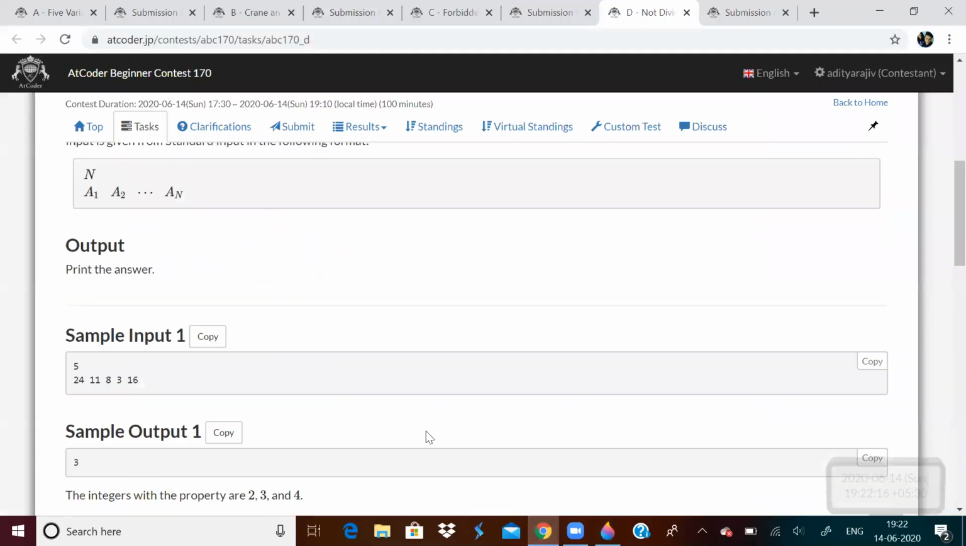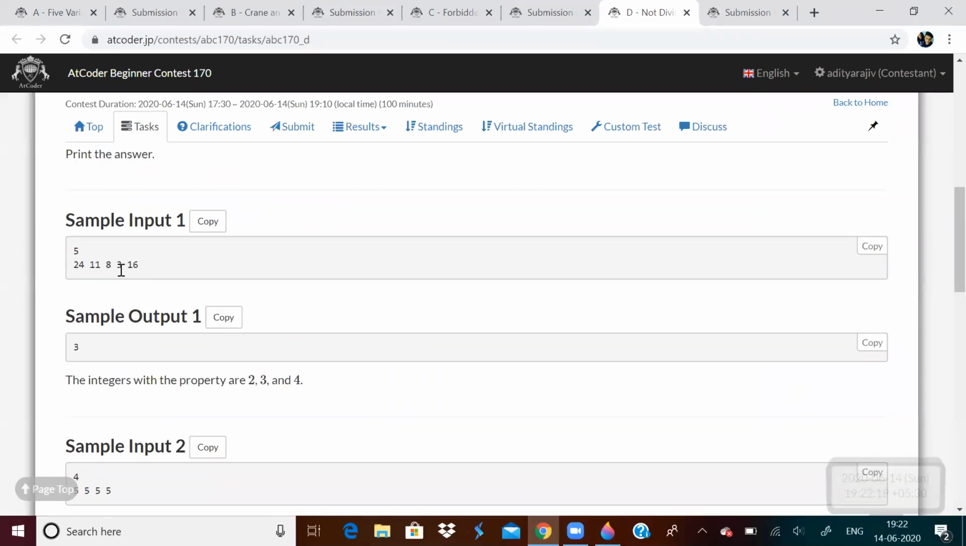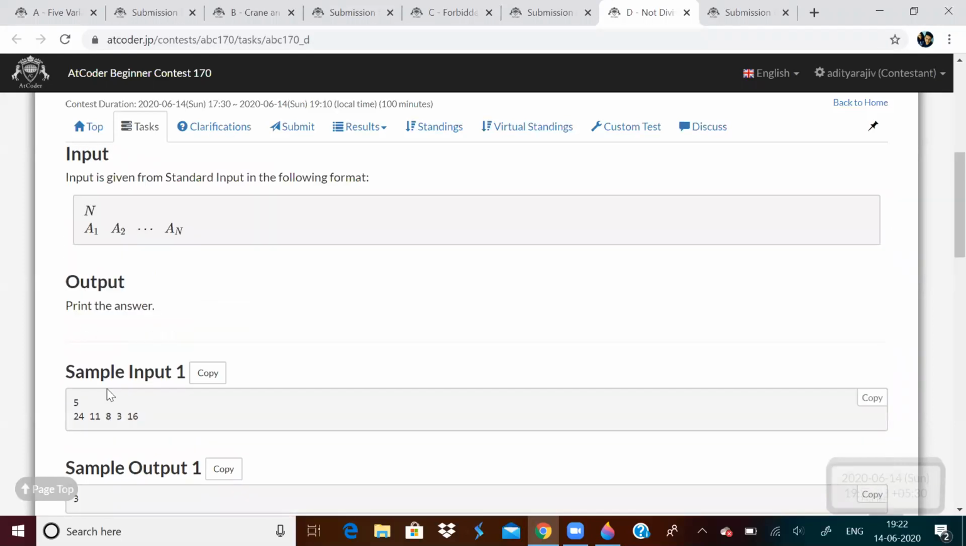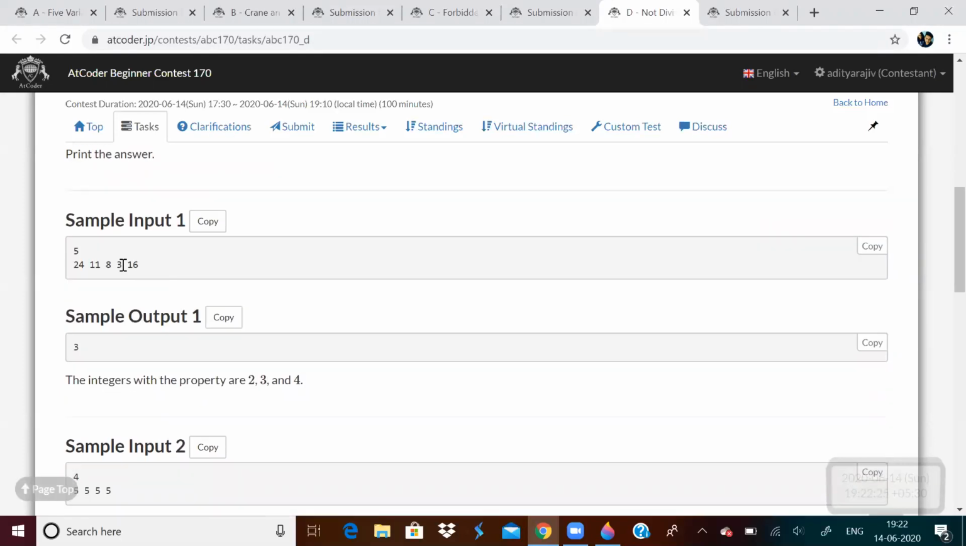For example, let us take this array. Let us consider 3. We can see that 3 is the smallest element, so there is no other element which divides 3. So we should count 3.